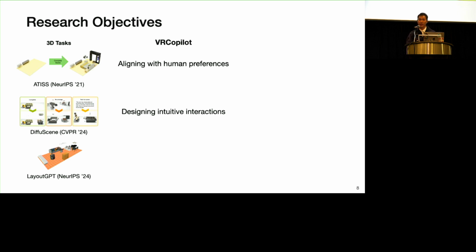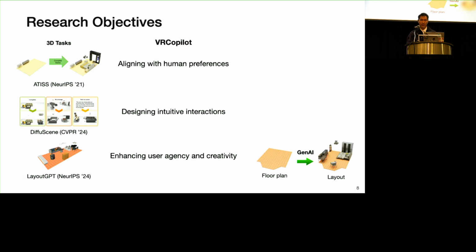Lastly, these generative models work kind of like magic. You have the empty room on the left, then boom, you have the layout on the right. The problem is that there's little user involvement in the creation process, just similar to how people do prompting nowadays and just hope for the best results to come out. So it's really just AI created for you, not with you. And this relates to our previous talk, Who Did It? So our last objective of VRCopilot is to enhance user agency and creativity when working with Gen AI in VR.